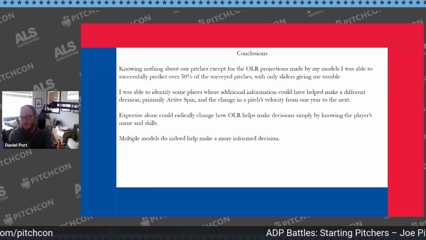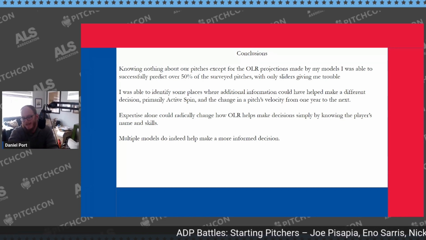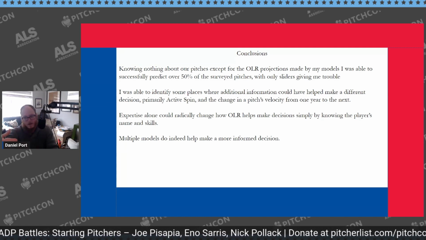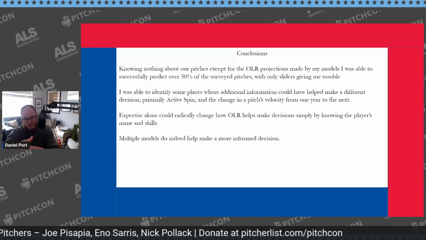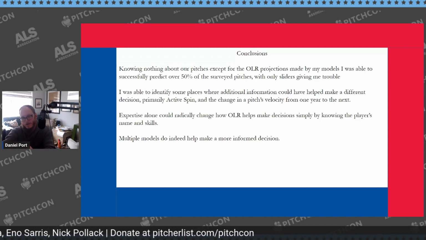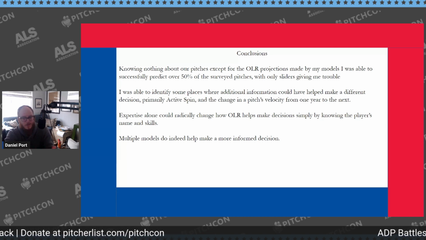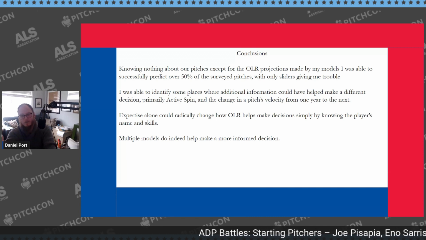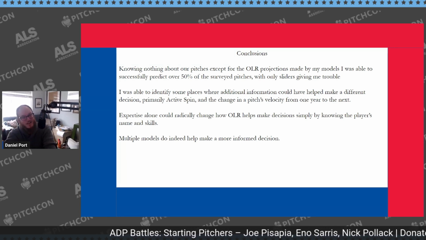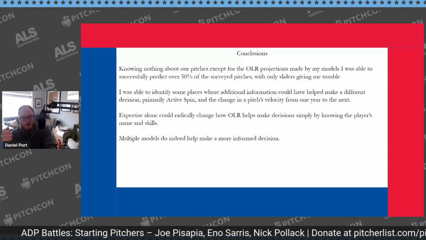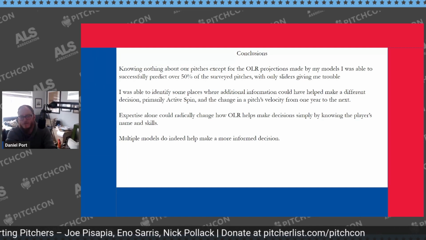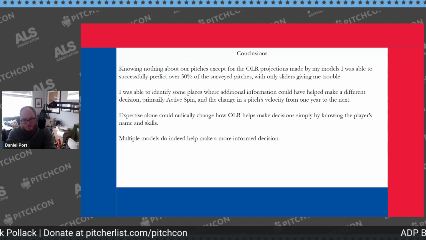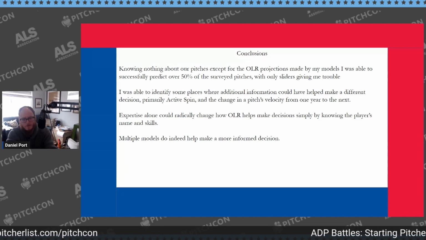Not to mention, if you could go back and look at their past performance, their past p-vals for their pitches, look at how many they threw, what percentage of their pitch mix is that pitch. Look at movement, look at all these different things that go into whether or not a pitch is good or not. One I want to look at, and we'll talk about this in a second, is how tall the pitcher is. I think it would be really fascinating to see if there's a connection between that and OLR and success. And I do think the other conclusion we come to is that multiple models do indeed help make a more informed decision as to what you want to predict.